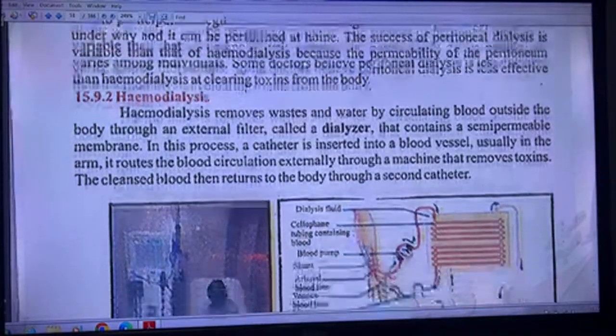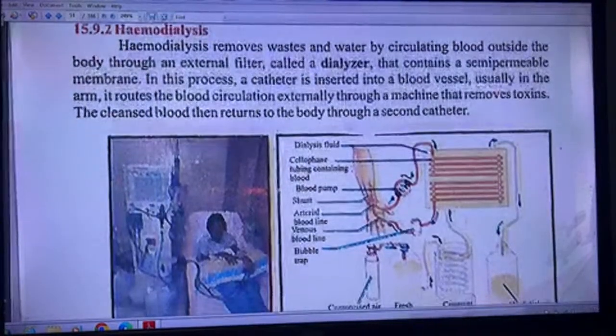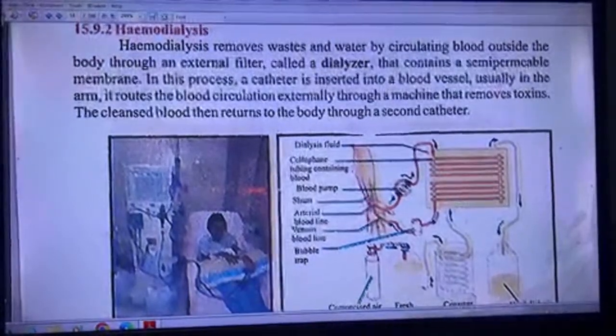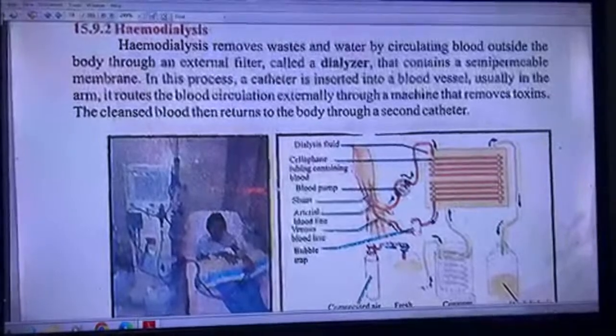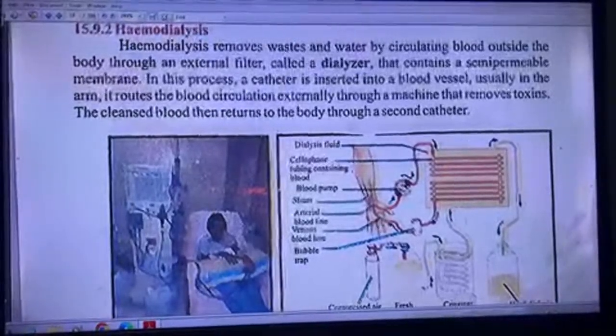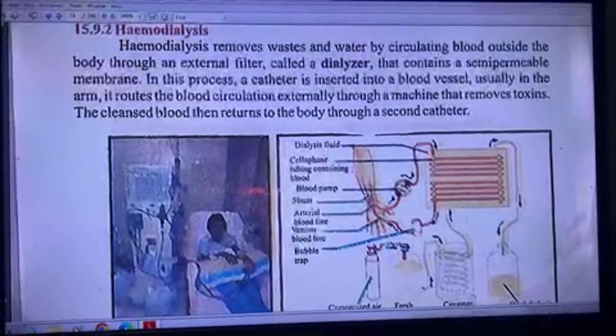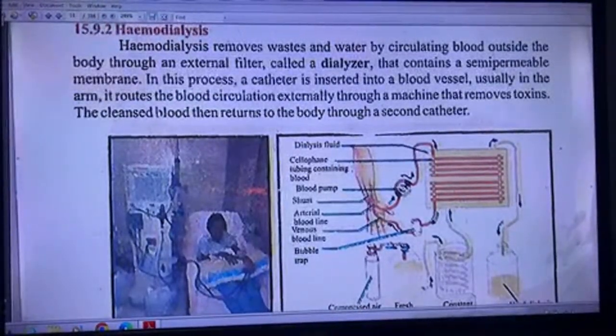Hemodialysis. Hemodialysis removes waste and water by circulating blood outside the body through an external filter called a dialyzer that contains a semi-permeable membrane. In this process, a catheter is inserted into a blood vessel, usually in the arm. It routes the blood circulation externally through the machine that removes toxins. The cleansed blood then returns to the body through a second catheter.